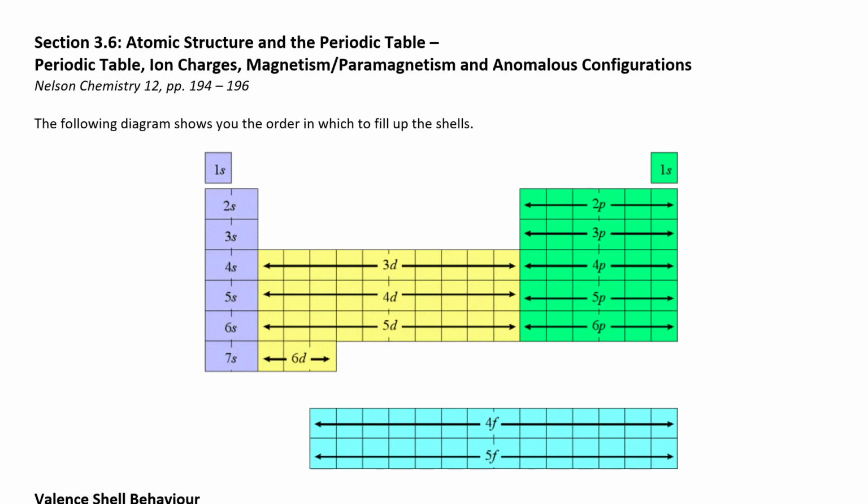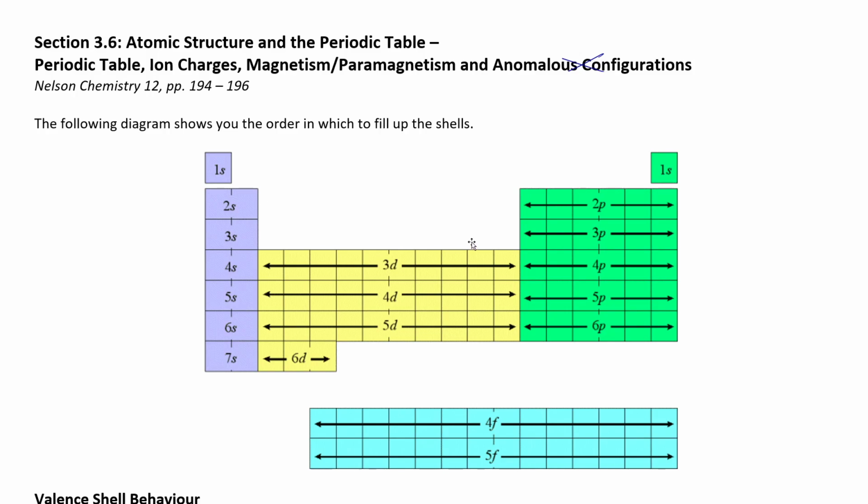In this final lesson, we're going to look at the atomic structure in the periodic table by using the periodic table to help us do electron configurations, determine ion charges, and then we're also going to talk about magnetism and paramagnetism. For the purposes of this year, we will not be looking at anomalous configurations. That will not be part of our evaluations this year.